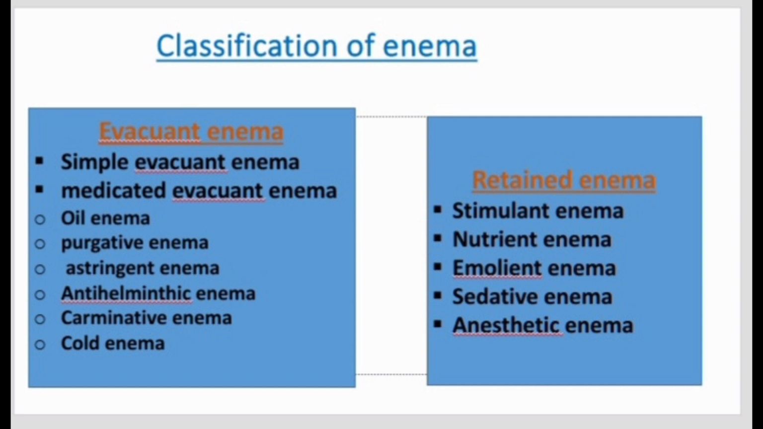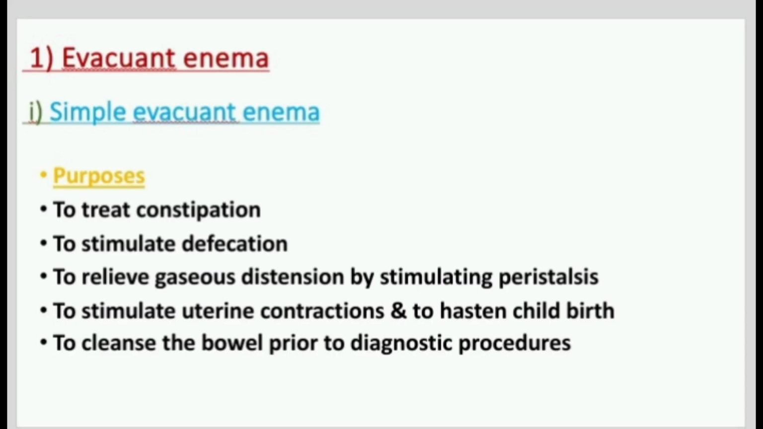In evacuant enema, the first one is simple evacuant enema, the second one is medicated evacuant enema. In medicated evacuant enema, the first one is oil enema, second purgative, then astringent, antihelminthic, carminative and cold enema. Retained enema includes stimulant enema, nutrient enema, emollient enema, sedative enema and anesthetic enema. First we can see evacuant enema. In that, the first one is simple evacuant enema.